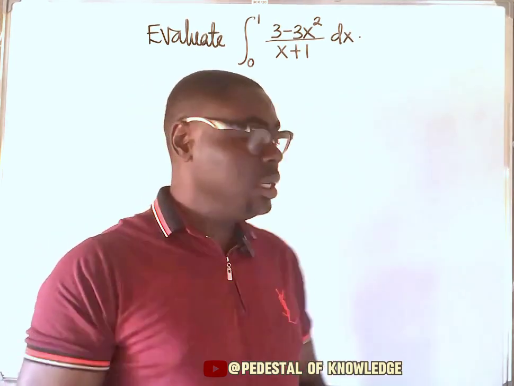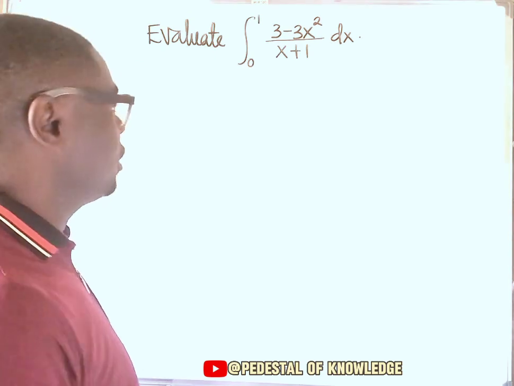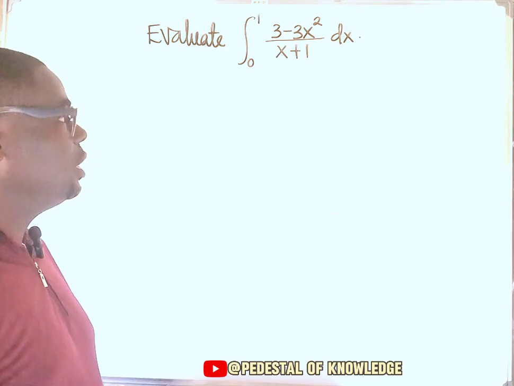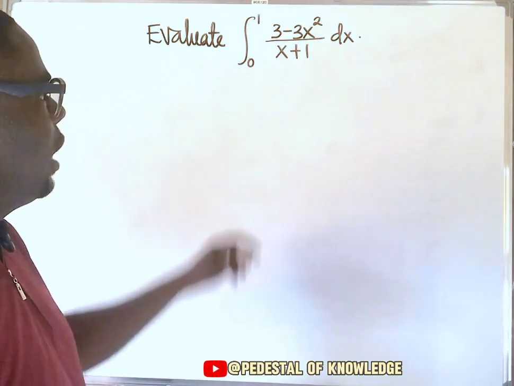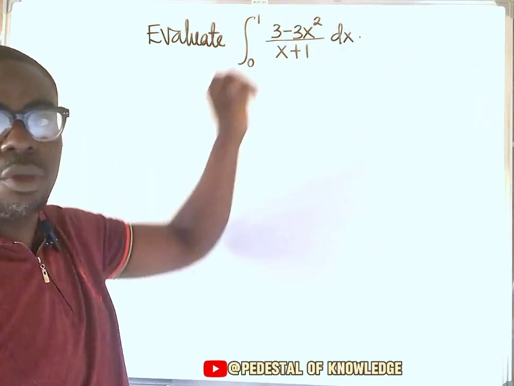Thank you very much. Now this question says, evaluate the integral of 3 minus 3x squared over x plus 1 dx. Okay, now without wasting much time, what we're going to do is to start from the numerator. We have 3 minus 3x squared. So we're going to factor out 3 since 3 is common there.